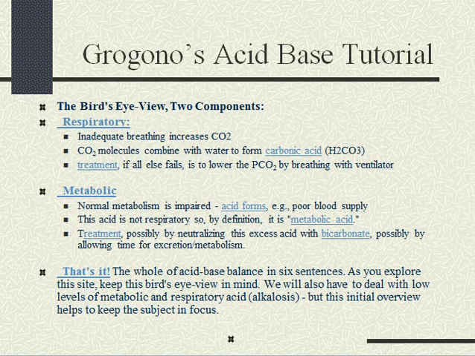Okay, at the bottom they put that's it. I actually copied this from a website. Yeah, that is it basically, but underlying mechanisms are more complicated than that. Okay, but the whole of acid base in 6 sentences.